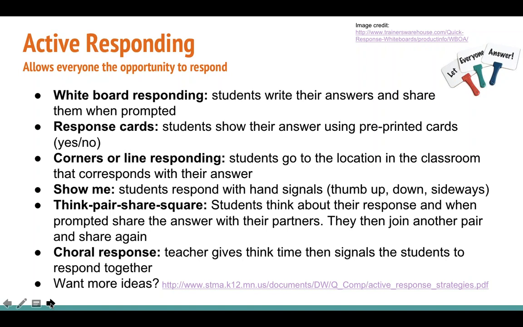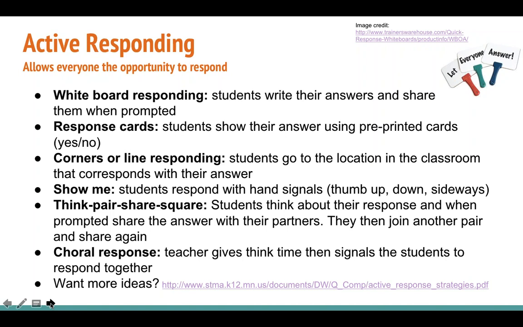So one of the easiest ways is to do whiteboard responding, where students write their answers and they share them when they're prompted. It can be quite expensive, so if you don't have whiteboards, another way to do it is to laminate white papers. You can have them even use the whiteboard markers and draw on their desks. You can get those plastic sleeves that you can put the paper in and have them practice on that. So those are very cheap, easy ways to use whiteboard responding.